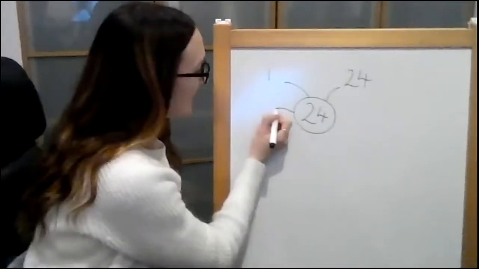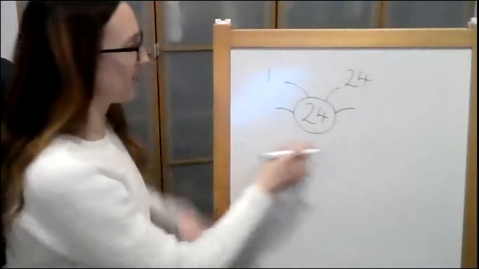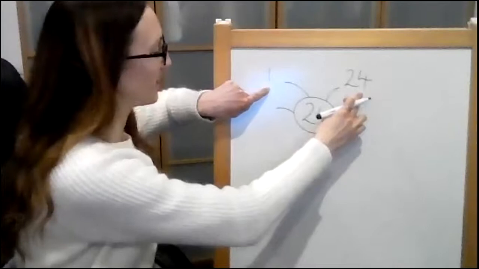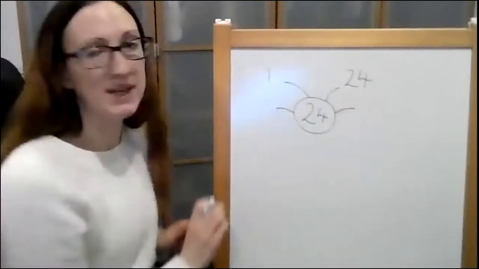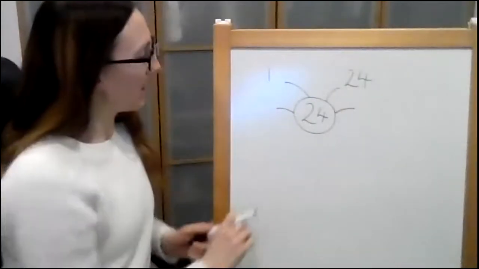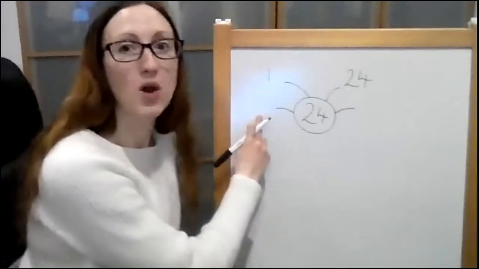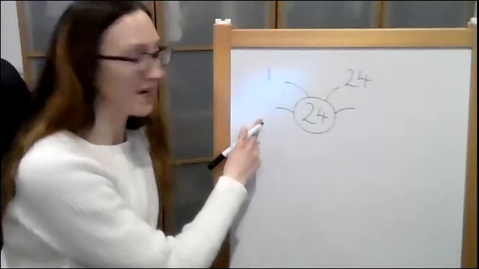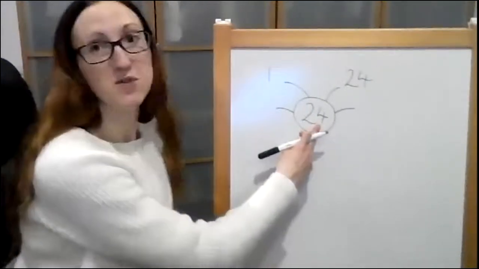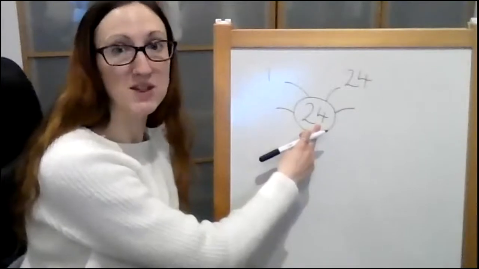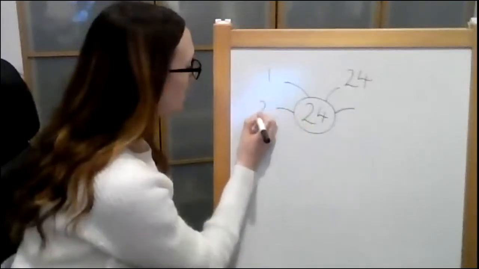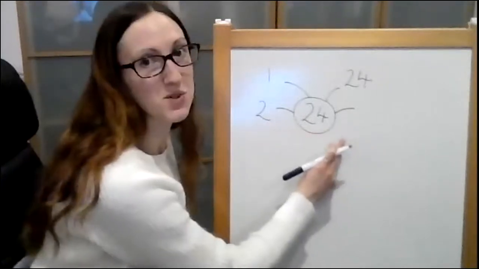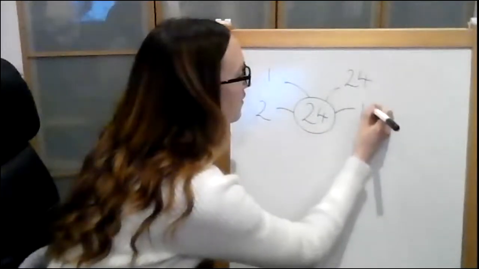Now, I want to find my next set of factor pairs. Can you see how I'm matching these up together? So 1 and 24 are a pair. I'm looking for my next pair now. And I can see that from 1, it would be logical to think about whether 2 is a factor of 24. Now I know that 24 is even, so yes, it will be in the 2 times table. So 2, and I know already that 2 times 12 is 24. So I put 12 over here.